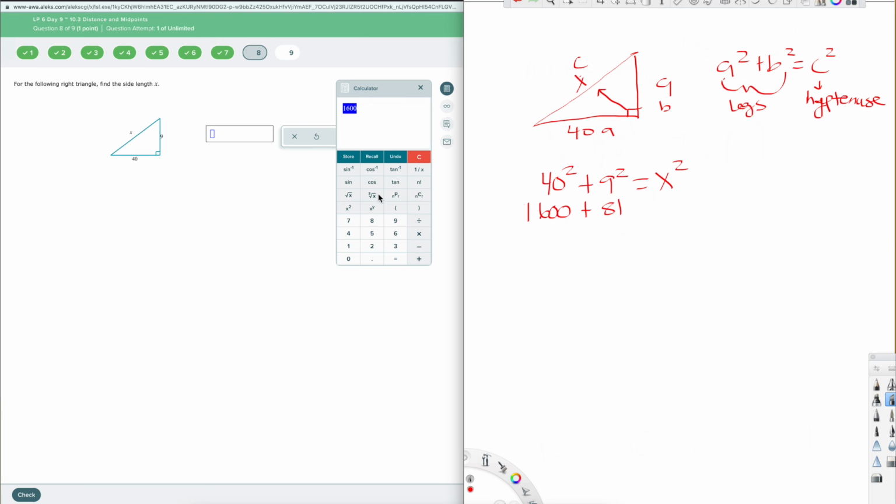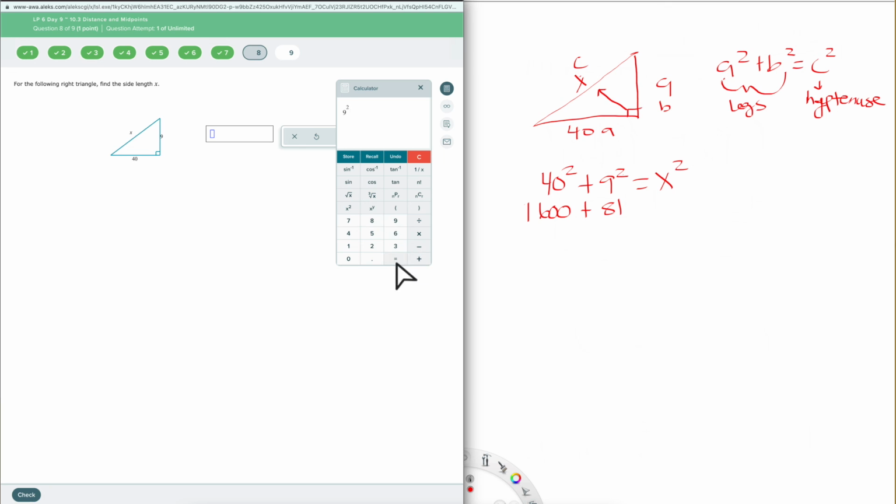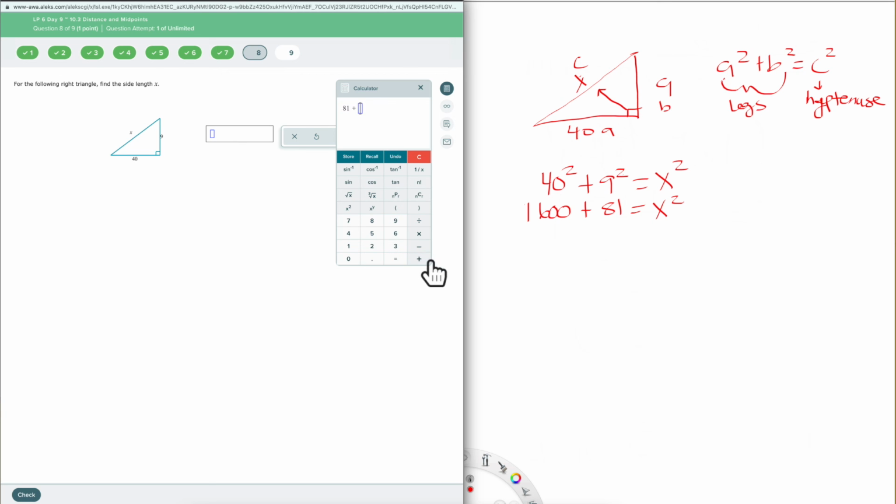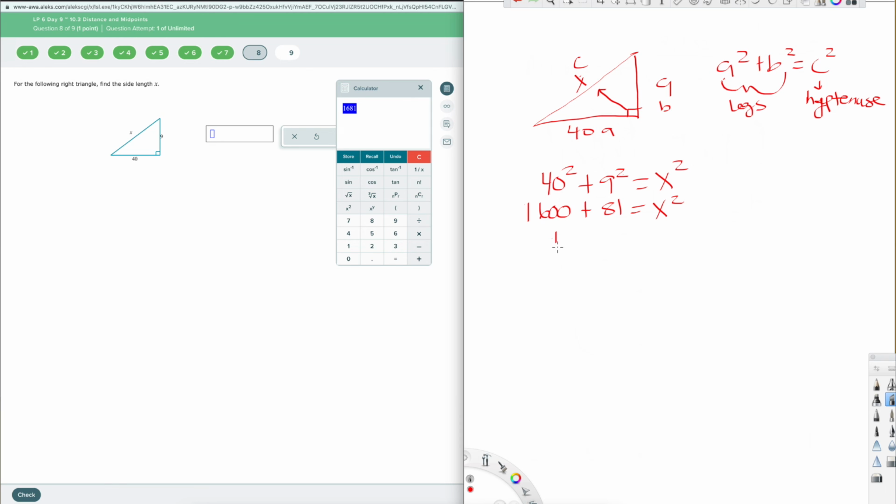I already know that guy. 9 squared is 81 equals x squared. And so if I go plus 1600, that was too many zeros, equals 1681. So now when I'm at this point, what I want to do to find just x, because I don't want to know what x squared equals, I want to know what x is, I'm going to take the square root.